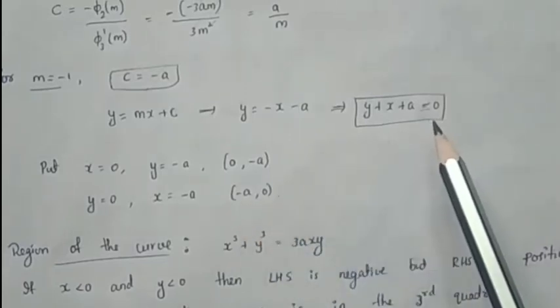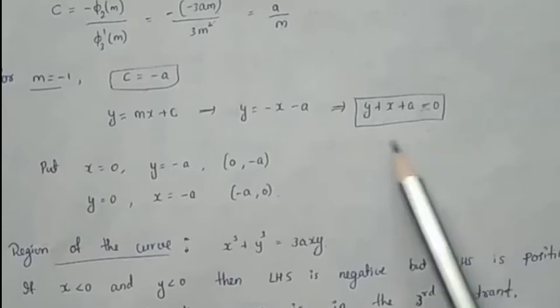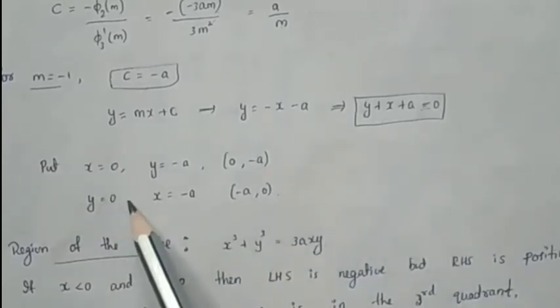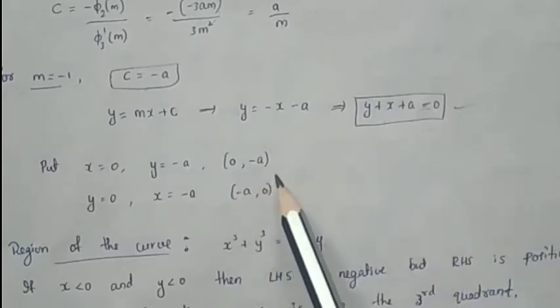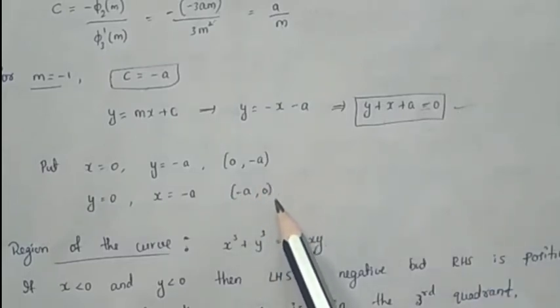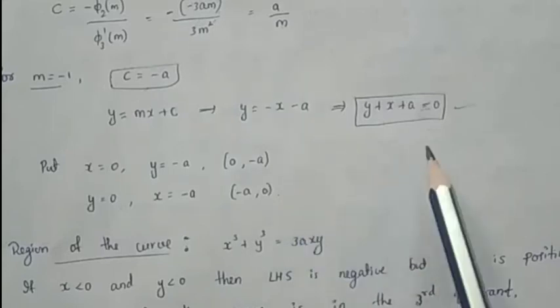To draw the straight line, we put x is equal to 0 and y is equal to 0 into this equation. We get the points of intersection. Then we join these 2 points, and we get a straight line.